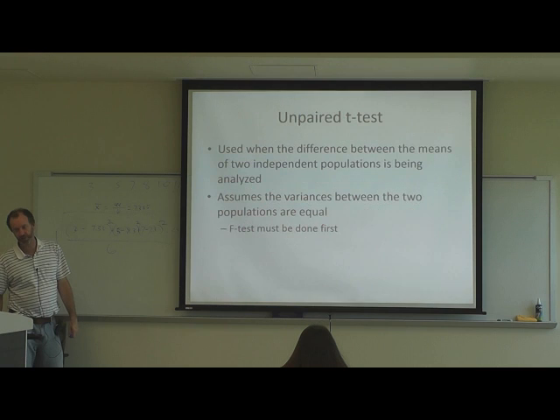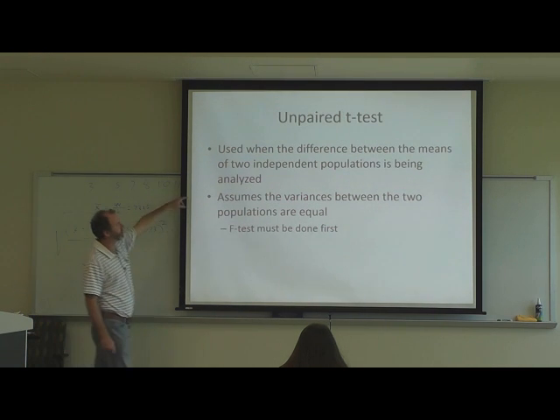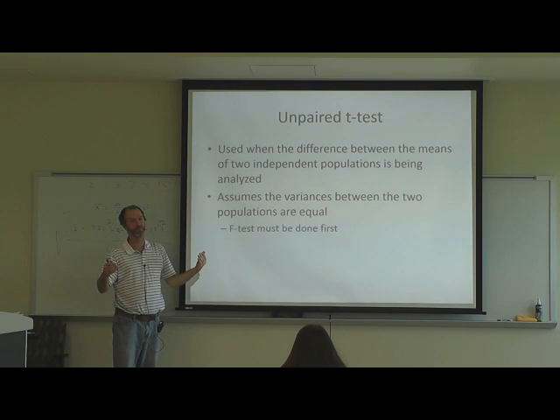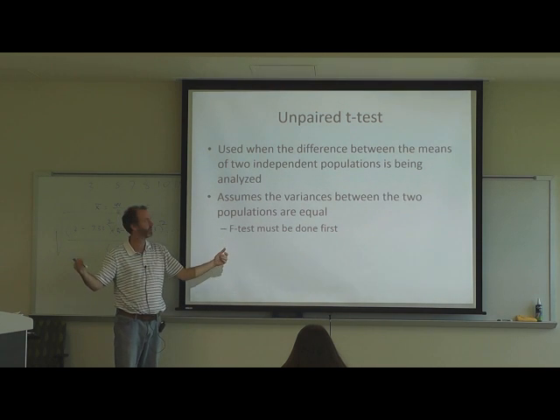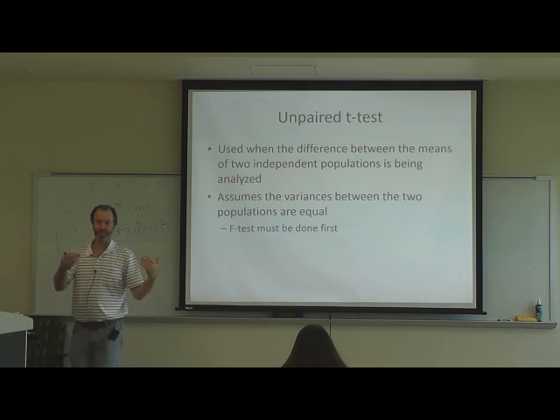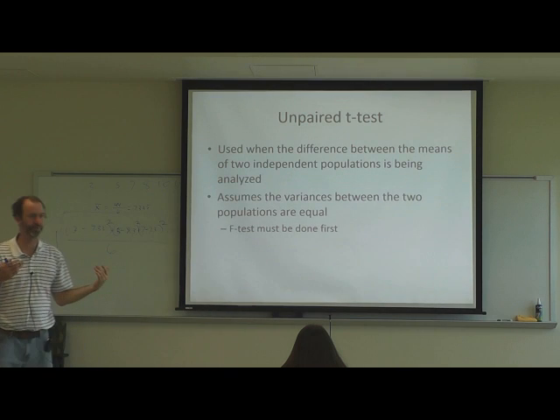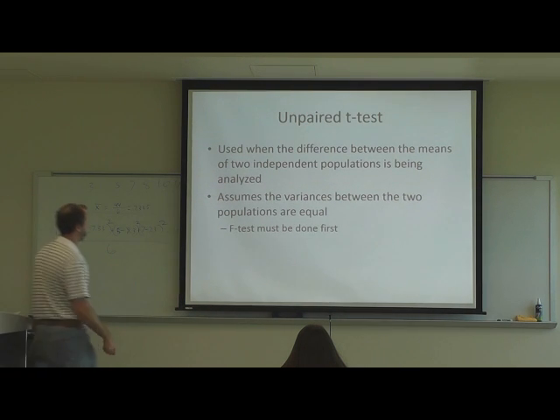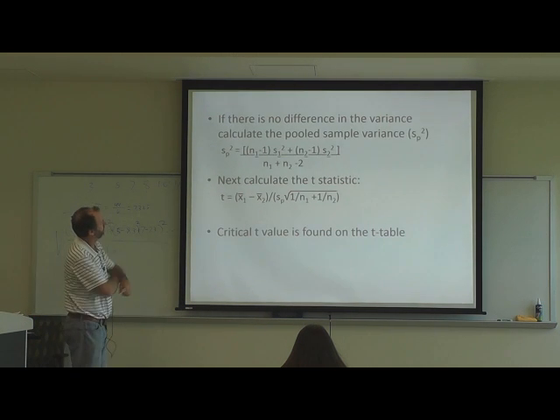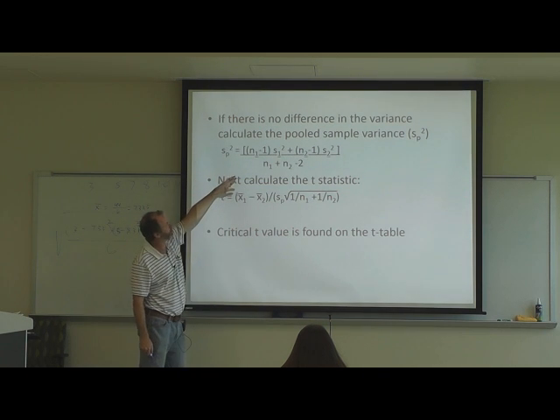Then you have an unpaired test, and that's when you're comparing the difference between means of two independent populations being analyzed. So we calculated the height between all the males and females as two independent populations. We do the F test first to make sure the variances are equal, and then we can compare to see if we're significantly different in height between males and females using an unpaired t-test, and that's if there is no difference in the variances calculated in the pooled samples.